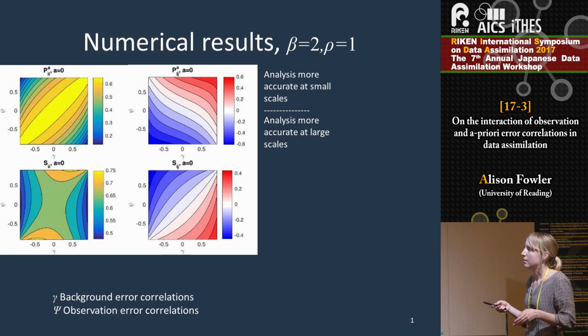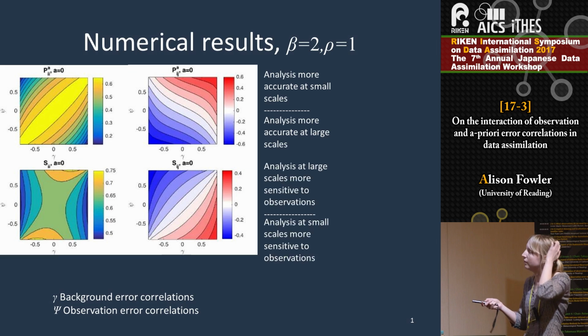Effectively, the role of the background error correlation to spread information is being counteracted by the role of the observation error correlation. So when we have the same background and observation error correlation structures, we're getting no spread of information from the observations.